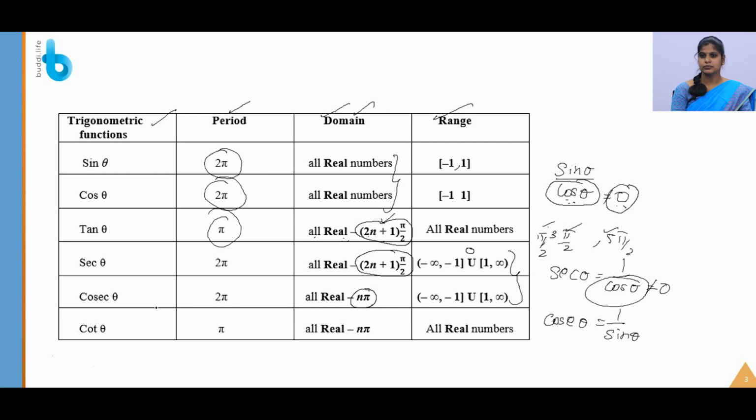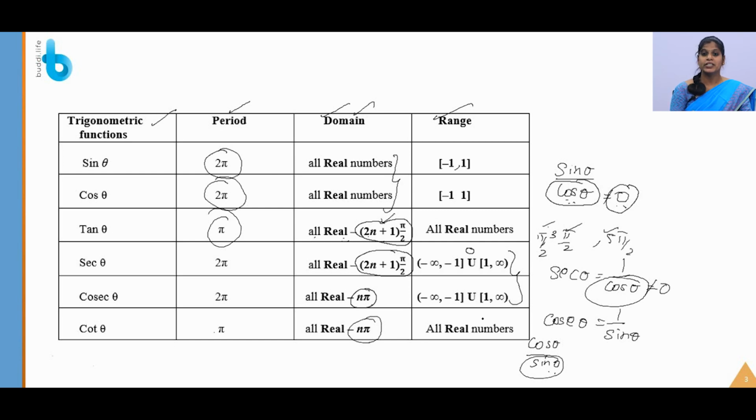Okay. Now, cot. What is cot? Cos theta by sin theta. Sin comes in the denominator. At what value does sin become 0? At n pi, sin becomes 0. So my domain is all real numbers except n pi, and the codomain, that is the range, is all the real numbers. So this we have already learned. We just had a recap.